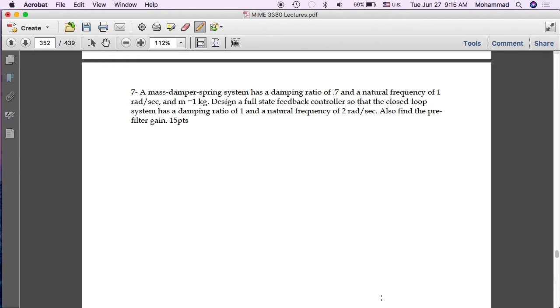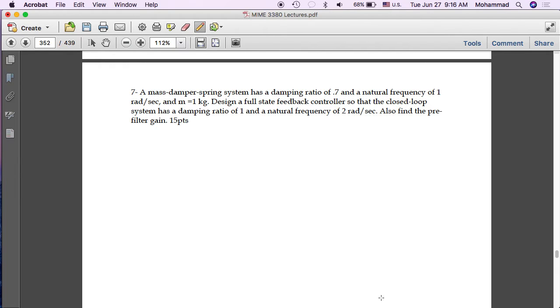Okay, so we're going to now look at number 7 of the sample exam that we posted. So we are dealing with a mass damper spring system that has a damping ratio of 0.7. This is open loop. No control involved yet. So the open loop system is underdamped. It has a damping ratio of 0.7. And the ratio of M and K is such that the natural frequency is 1 radian per second. And also you're given the value of the mass to be 1 kilogram.